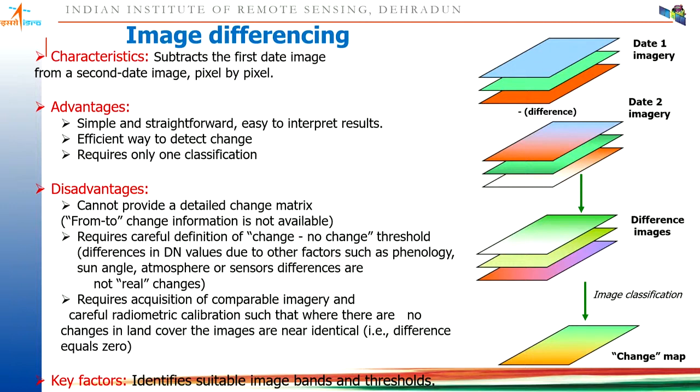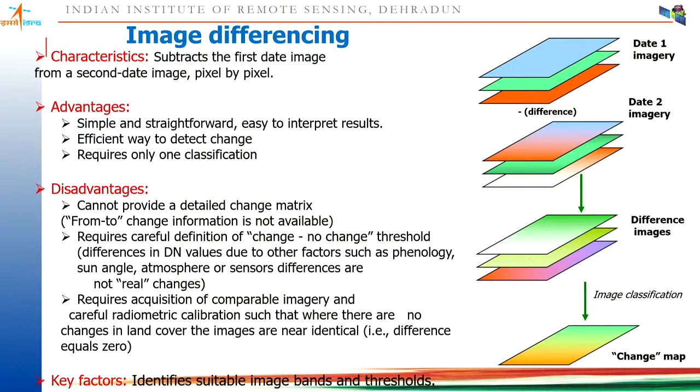Now, starting with image differencing, it is as simple as taking the first image and the second image, creating a simple subtraction of the band data of the first image and the second image, and you will get the change map. If the difference is below a certain threshold, that we have to very critically select, we will say that there is no change. More than a certain threshold, there is change. But what is the change? We don't know.